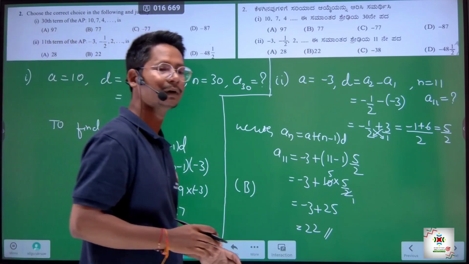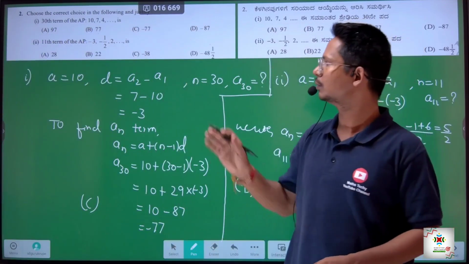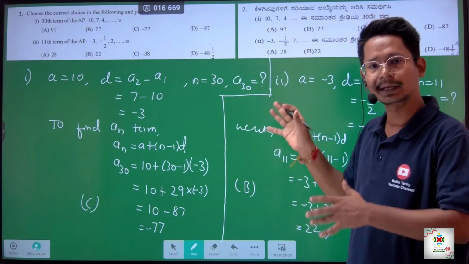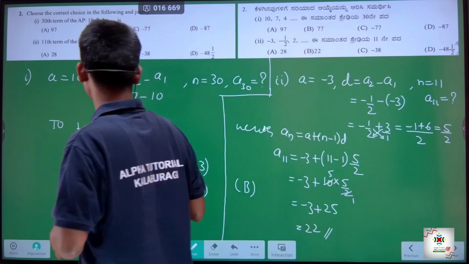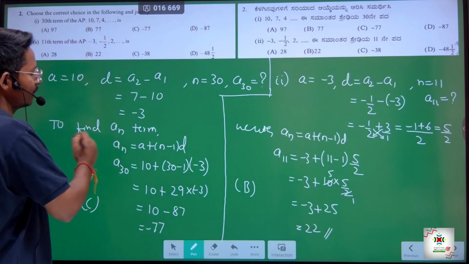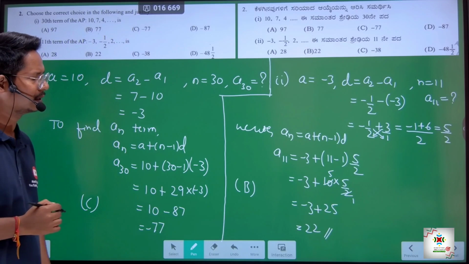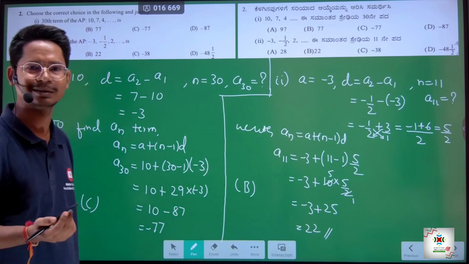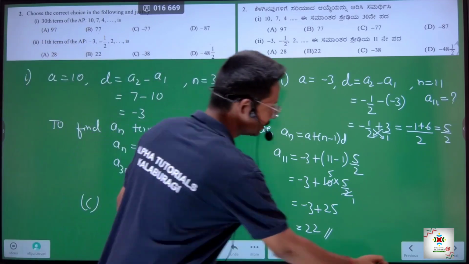So it's very simple. You need to identify the given terms, what is given and what you need to find, and then you have to relate the given and what to find. The relation is nothing but making use of the nth term. Thereby you make an equation and solve the equation to get the unknown. As simple as that. Okay, next one.